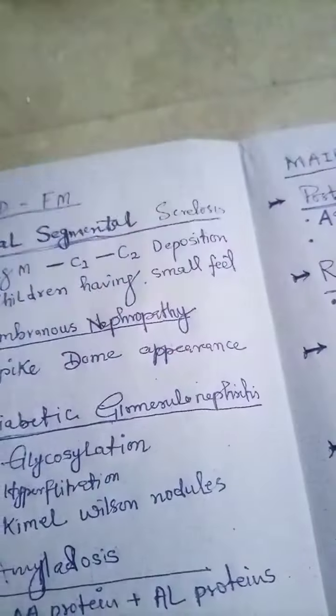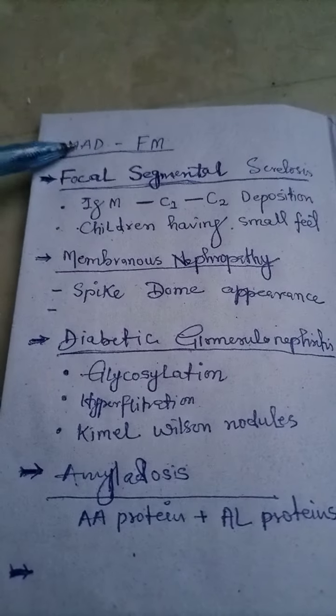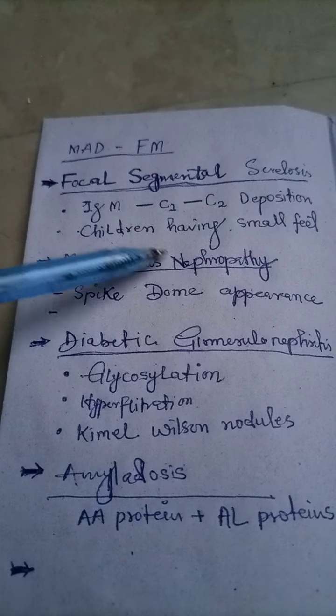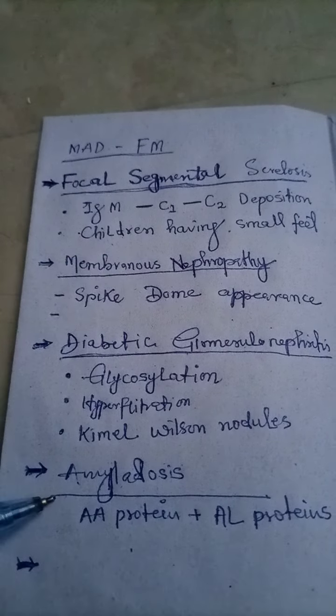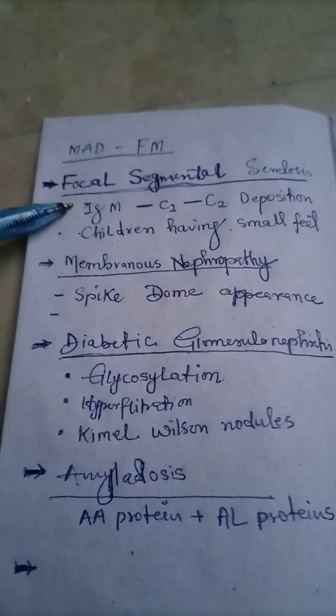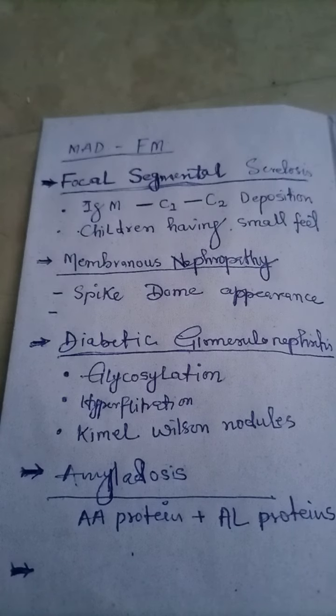So first of all, looking at nephrotic syndrome, we will look at MAID FM. That is, M stands for membranous nephropathy, A stands for amyloidosis, D stands for diabetic glomerulonephritis, F stands for focal segmental sclerosis, and the last M stands for membranoproliferative disease.